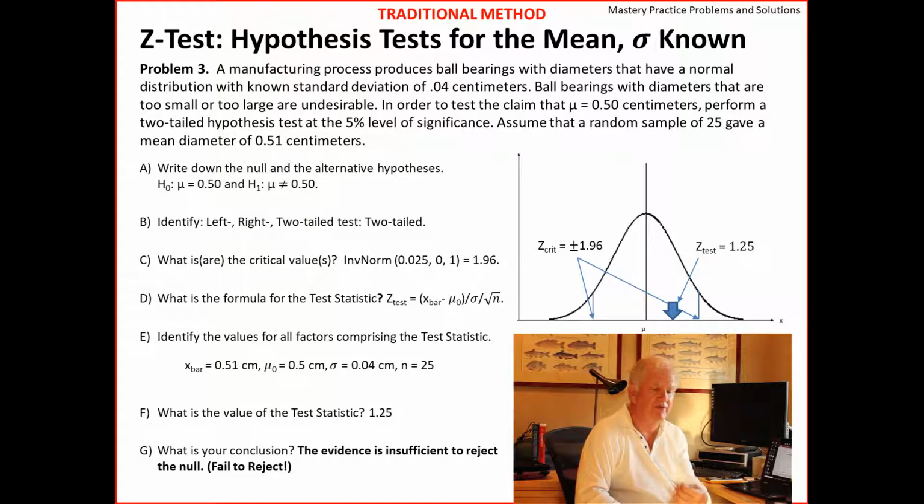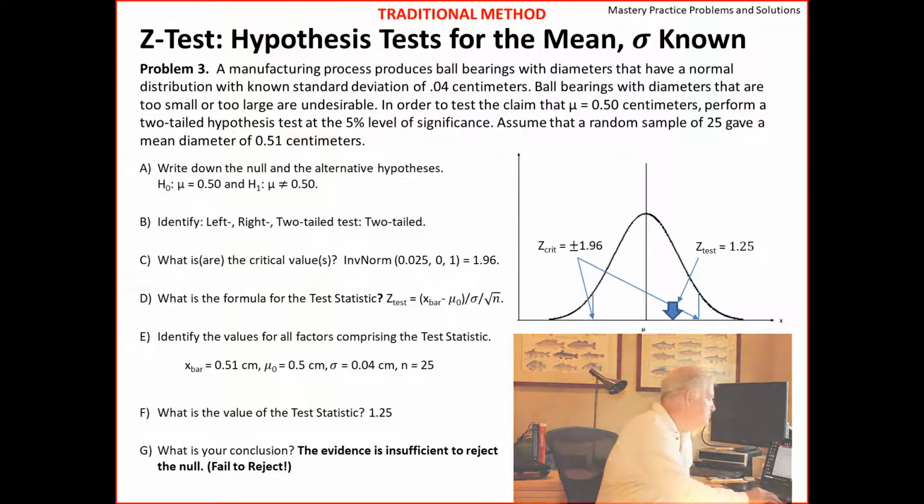This sample of 0.51 is fairly close, or close enough based on our definition of closeness, to be essentially indistinguishable from the null 0.50. The difference between 0.50 and 0.51 is just sampling error. That's it. Let's move on to some slightly different types of problems.